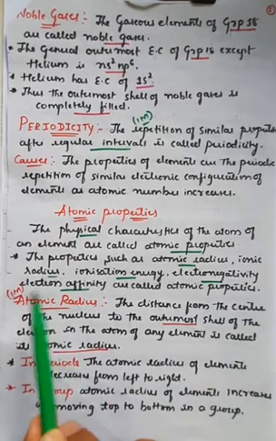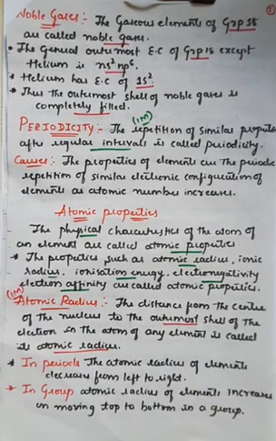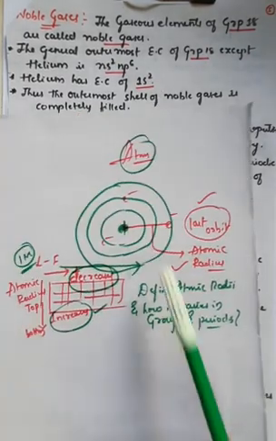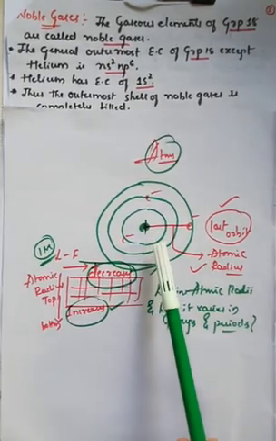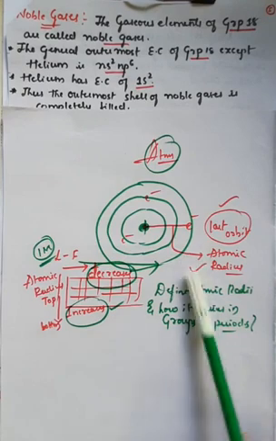So therefore remember, the atomic radius is nothing but the distance from the center of the nucleus to the outermost shell. I have also shown the representation here. You measure the distance between the center of the nucleus and the last electron present in the last orbit, and this is called the atomic radius.